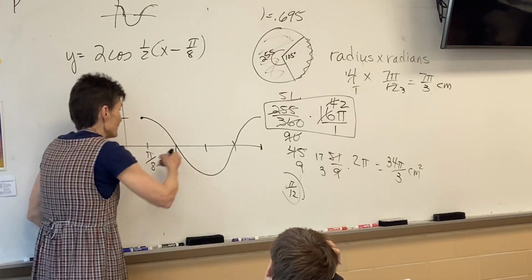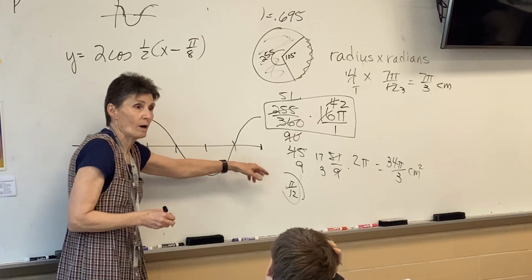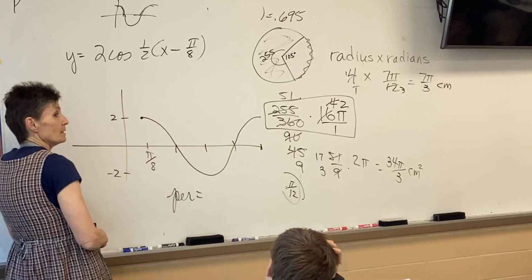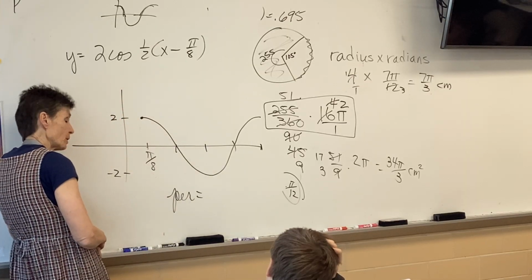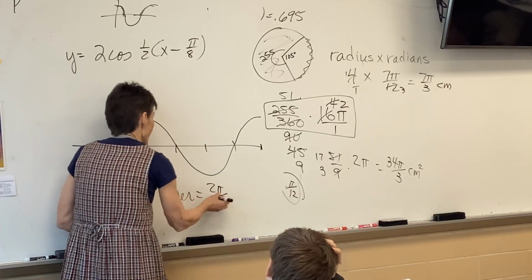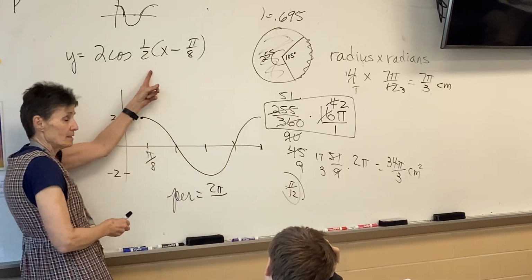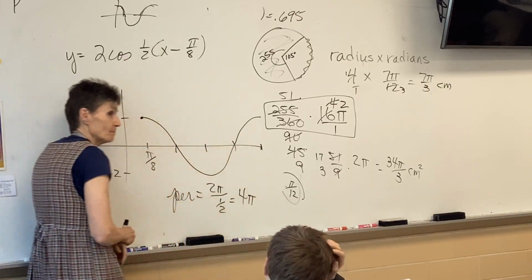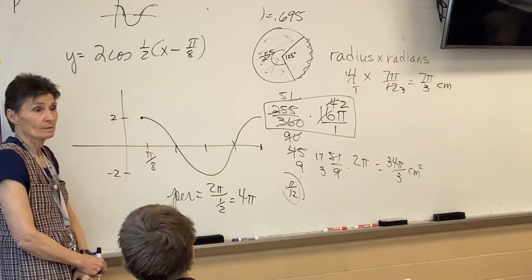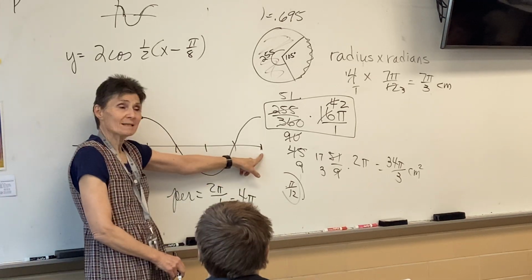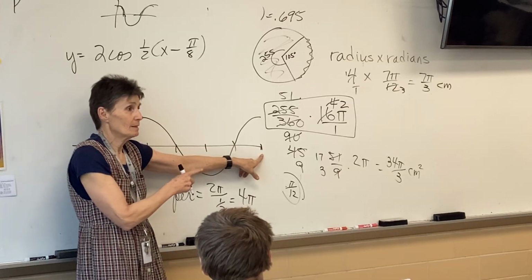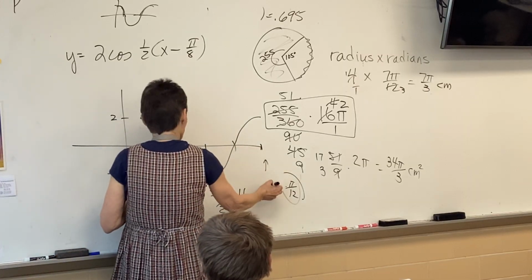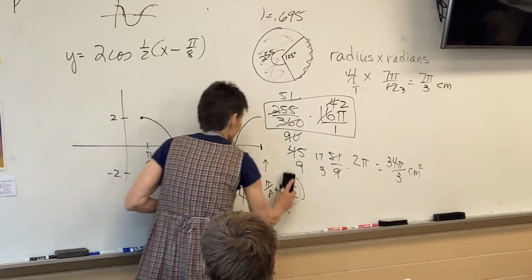Now I need to figure out all these labels. In order to do that, I really need to know where I end. So I need to know the period. And how do I find the period of a sine or a cosine? 2 pi over n, but this time I know n. 2 pi over 1/2, which is 4 pi. Now, don't make that 4 pi. That is not 4 pi. From here to here is 4 pi. So this is going to be pi over 8 plus 4 pi.